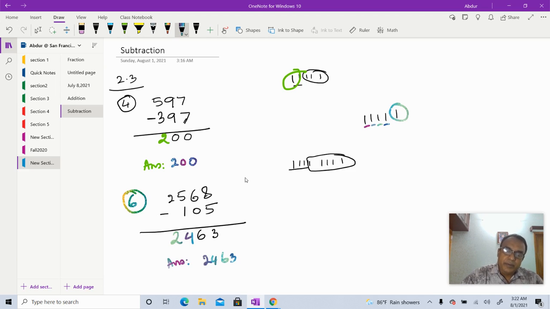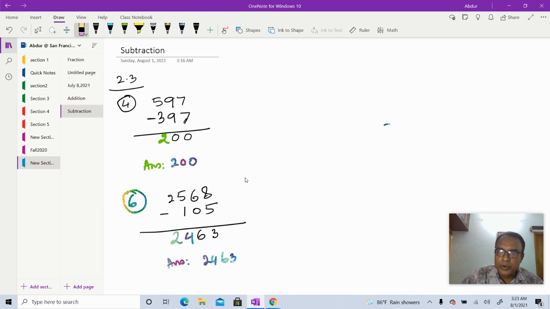So subtraction means that you put the higher, larger number on the top, and then the smaller number on the bottom. Then you go from the right side one after another and try to take away the bottom number from the top number. So this is example 6. Let's look at some more examples.